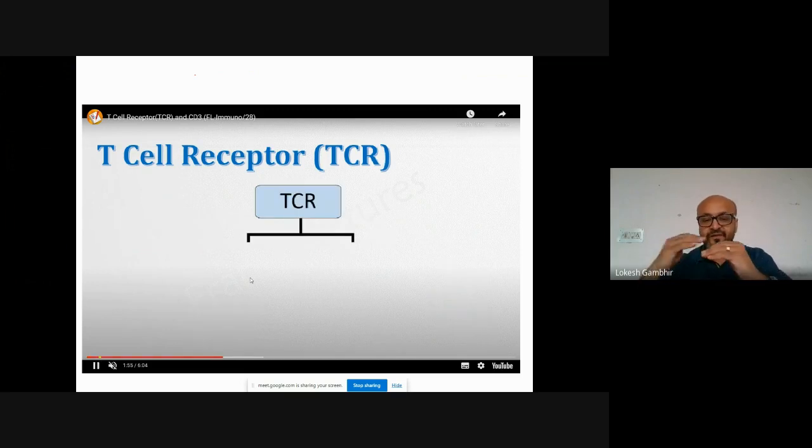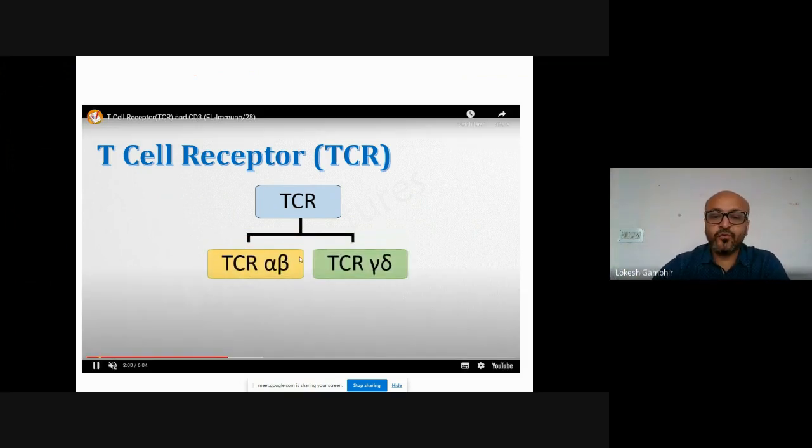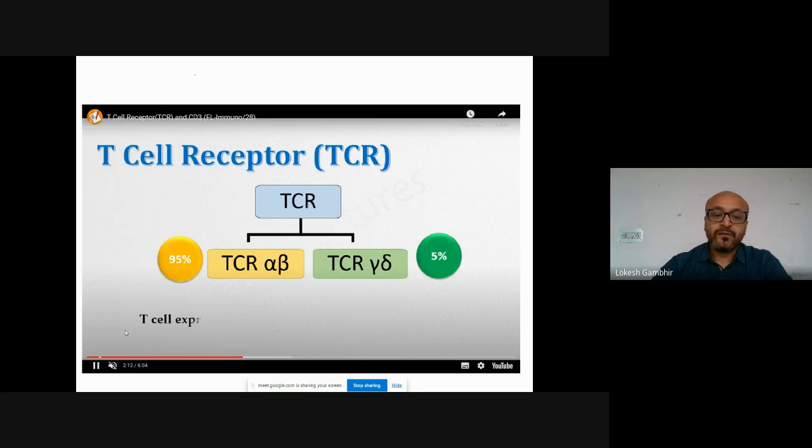based on the surface expression of the T cell receptor, we categorize them into two classes: alpha beta and gamma delta. Alpha beta is almost 95% of the T cells that we will be seeing inside our blood, whereas gamma delta is only 5%. Now, why 5% and why this 5% is important, we'll be talking about in the subsequent slides. But you have to understand what the basic difference between these two is.